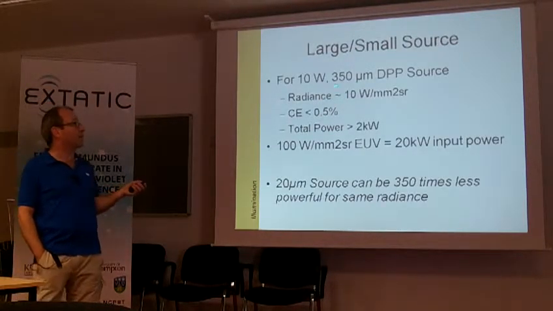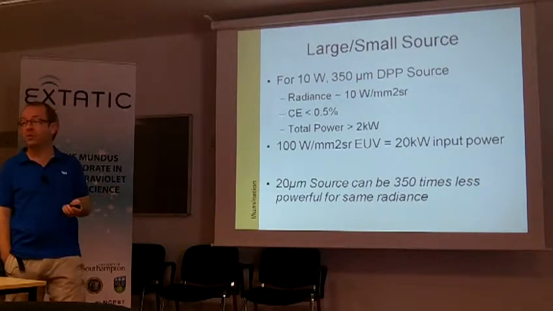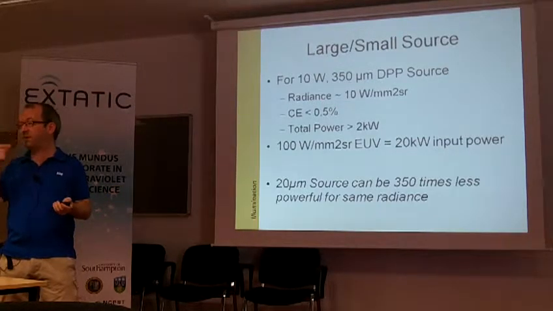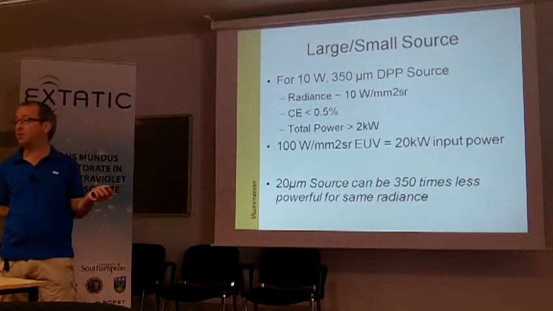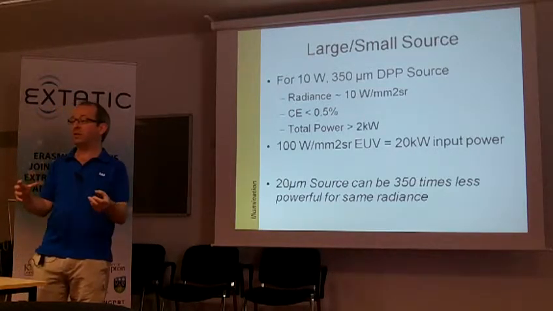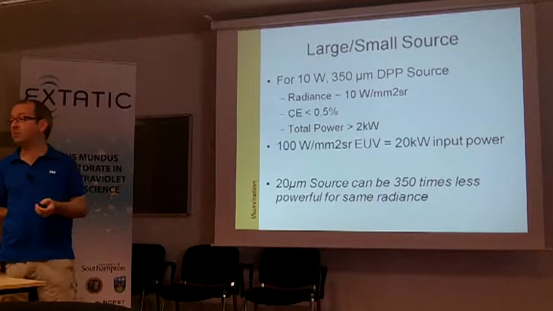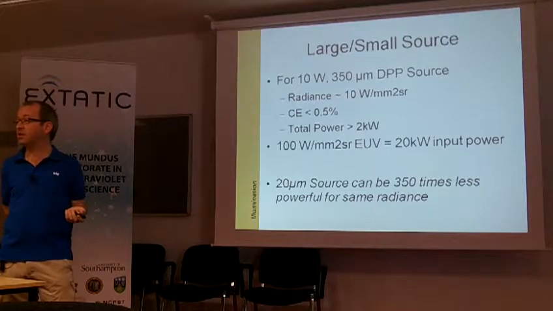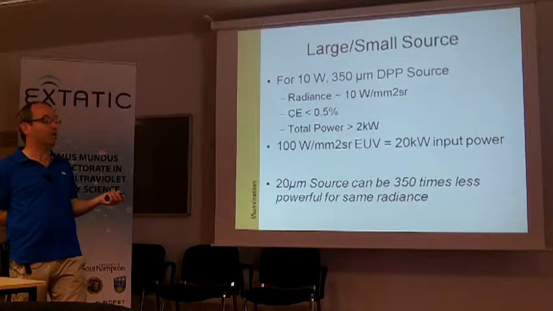For example, again going back to our discharge plasma source of 350 microns, it's got a radiance of 10 watts per millimeter squared steradian. This is a 13.5 nanometer light source, an EUV light source, and the conversion efficiency of input power into these 13.5 nanometer photons is approximately 0.5%. So you need 2 kilowatts of input power into this plasma to produce that 10 watts of output power, which gives you a radiance of about 10 watts per millimeter squared steradian. If you wanted to get the brightness required for metrology applications, which is over 100 watts per millimeter squared steradian, you need a 20 kilowatt input power in your plasma.